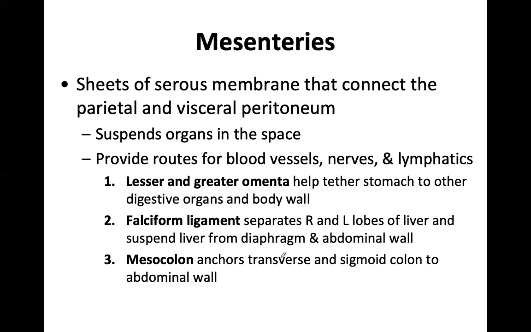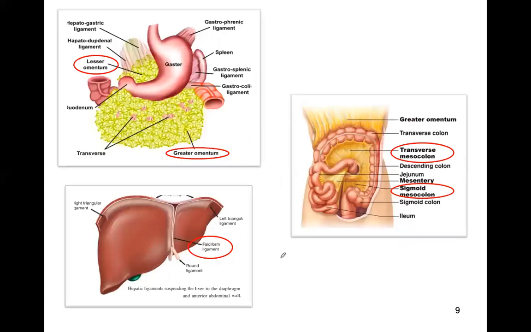You have falciform ligaments associated with the liver, suspending the liver from the diaphragm and the abdominal wall. And you have what they identify as mesocolon, which is anchoring the transverse colon and the sigmoid colon to the abdominal wall. Again, these are not all of them, but some of the main ones that we have listed here.